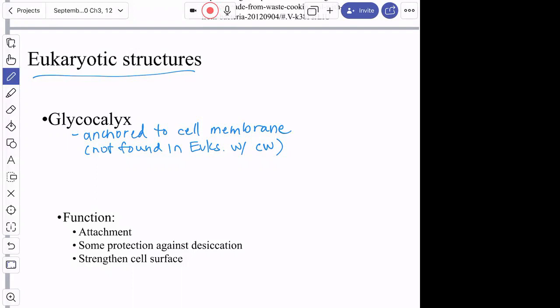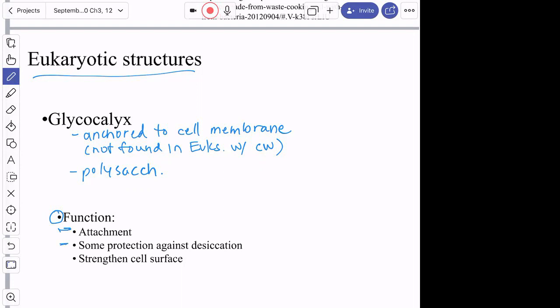Same composition. It's always going to be some kind of polysaccharide composition. Not always. Never say always. Most of the time. Okay. And it's usually a little bit more loosely defined than what we would find in bacterial cells. Functions are very similar here. Attachment is a big one, wherever it needs to be. Some protection against drying out.